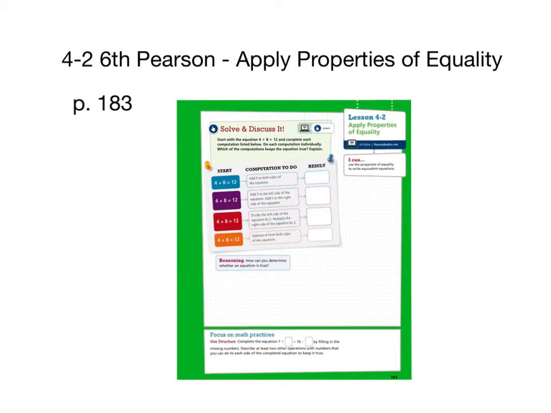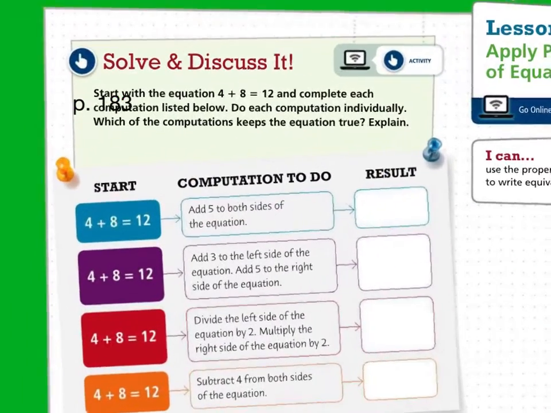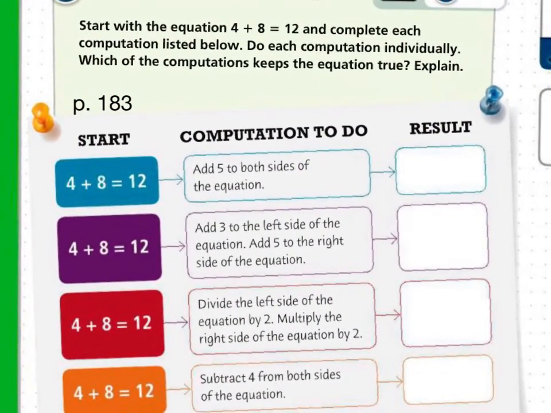Page 183, lesson 4.2 is on applying properties of equality. If you look at what we've got here on 183, we're starting with 4 plus 8 equals 12, and they're asking what would happen if we add 5 to both sides of the equation.